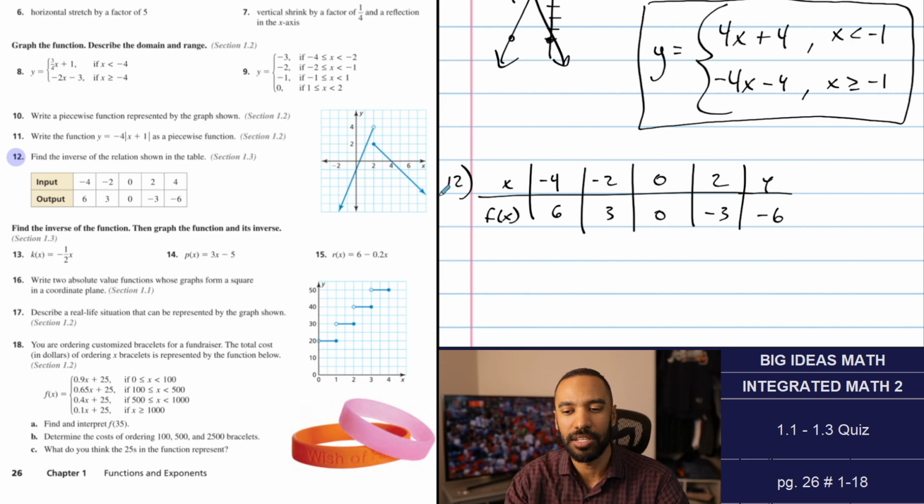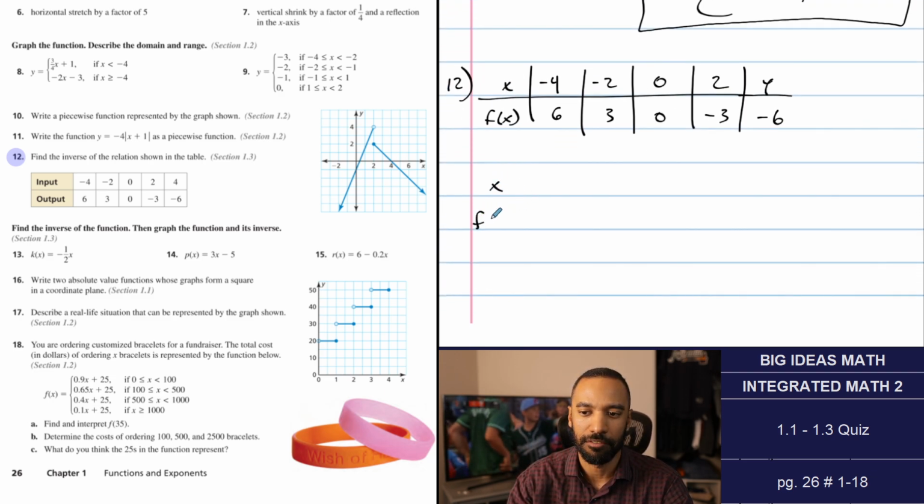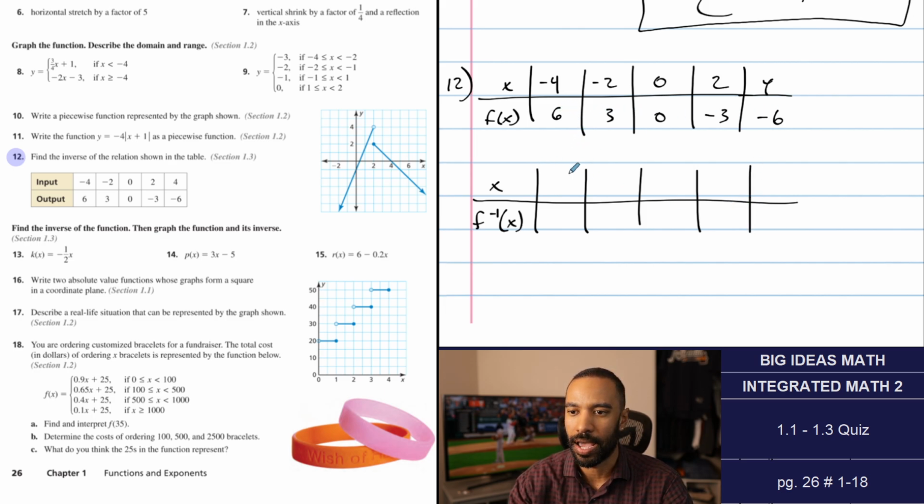Finding the inverse means x's and y's swap. I'm partial to using inverse notation and writing it like this. So your new inputs and your new outputs are now swapped. Anything that was a y is now an x: 6, 3, 0, -3, -6. And these are now the y values. And that literally is what happens.